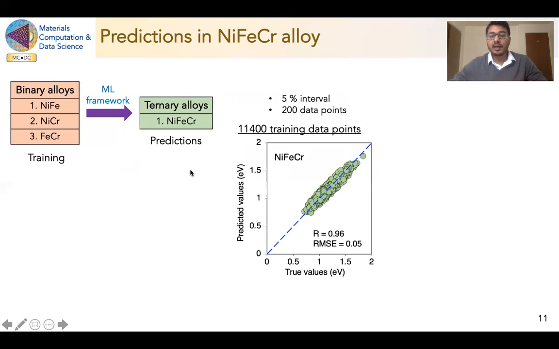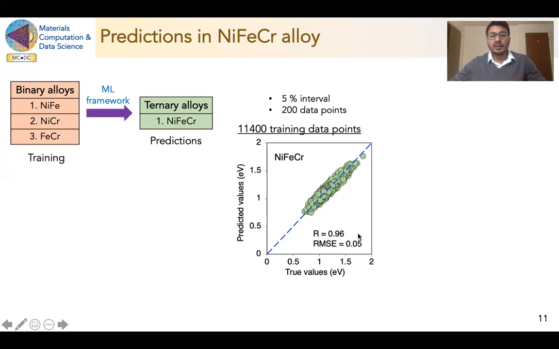Initially, we used a high number of data points. So for example, here the training data set includes 11,400 data points. We considered compositions at 5% interval, which means that, for example, for nickel iron, we are including nickel 5, iron 95, nickel 10, iron 90, and so on and so forth. And from each binary composition, we are using 200 data points. And you can see that for this equiatomic nickel iron chromium, the predictions are very accurate. R is 0.96 and RMSE is 0.05.